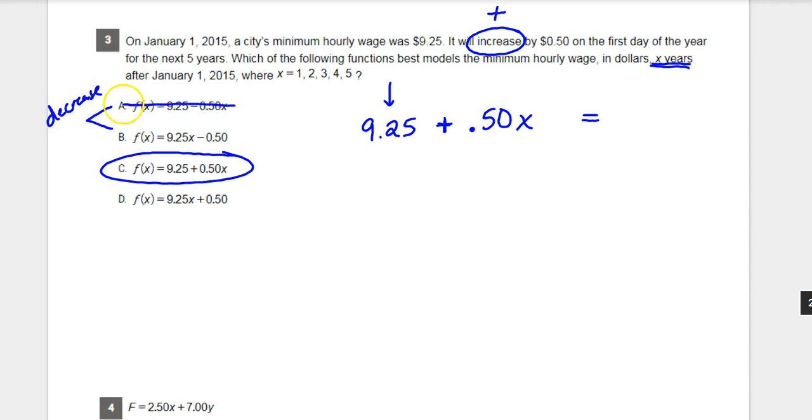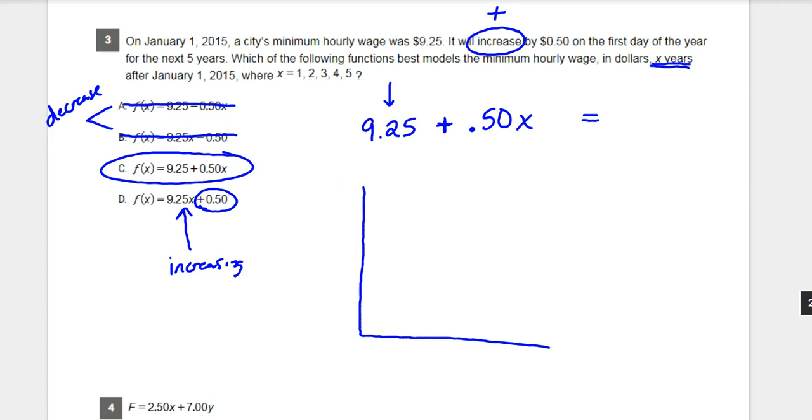So right away I can scratch those out because you're subtracting. And then if you accidentally chose D, that would be if you were starting at 50 cents and you were increasing by $9.25 a year. So your salary or your wage would go up very quickly. You can also think about this in terms of a graph.